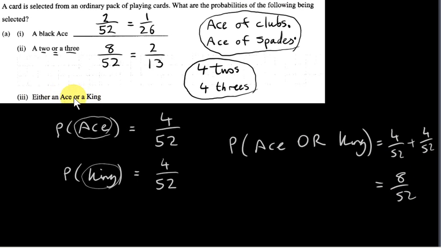However, it's usually just easier to count up all the required outcomes. We have 4 aces and 4 kings, so we have 8 required outcomes. 8 distinct outcomes. So the probability is just 8 over 52.